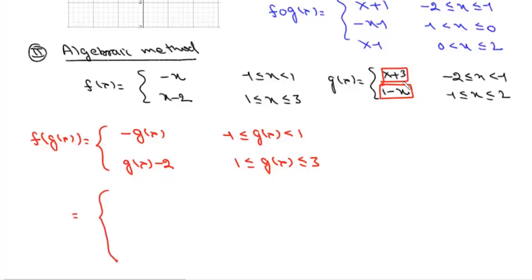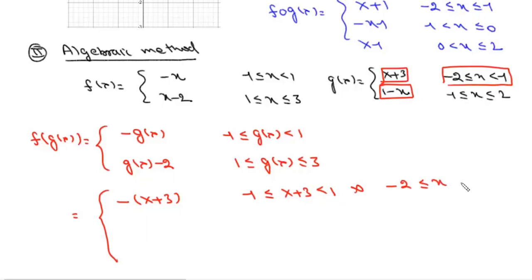Now, first we'll use this definition, x plus 3. So, it'll be minus, and then g(x) is x plus 3, and then we'll write minus 1 when g(x), that is x plus 3, is less than 1. Now, here we have to use AND, because this condition must be satisfied for these values of x. Together with this condition, we have to take into consideration the domain of x also. So it will be minus 2x and then minus 1. Now we'll put this x plus 3 in the second definition. So it will be x plus 3 minus 2 and then 1, and then it will be x plus 3 less than or equal to 3, and again where x lies between minus 2 and minus 1.